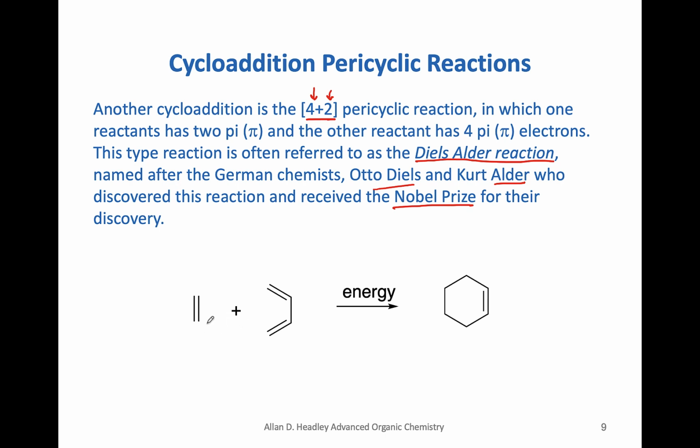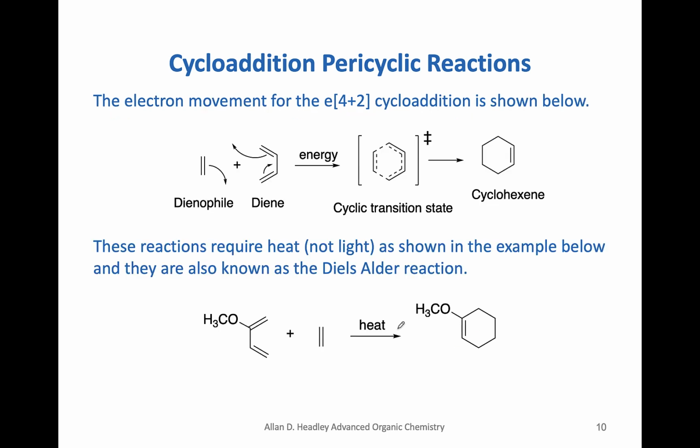Here's what it looks like. Here is the 4 in conjugation, and here's the 2. So it's a 4 plus 2, and in the presence of energy, we'll determine if this energy is heat or light in a second, but that gives us that as the product. Let's just quickly visualize what should happen. So here is again the 4 plus 2. That looks like a typo here. So here is what should happen.